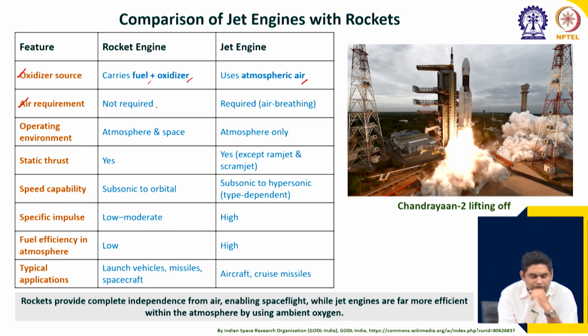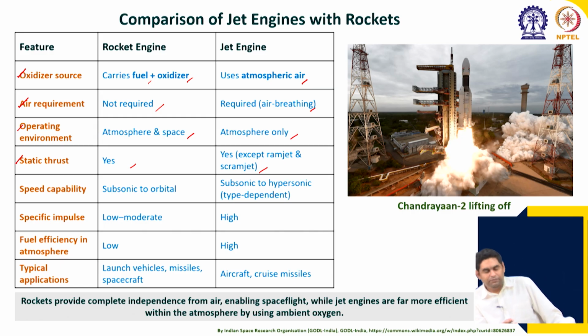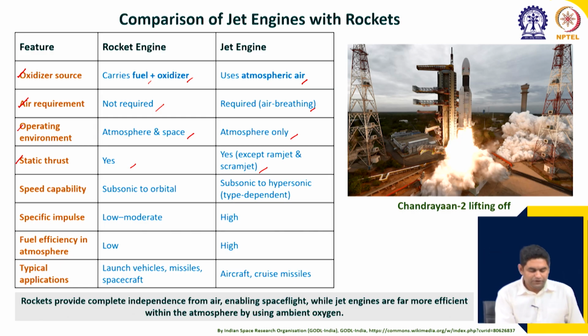Air requirement: rockets are more versatile, they do not need air, whereas jet engines need air. Operating environment: more versatile for rockets, atmosphere and space both are suitable, jet engines only atmosphere. Rockets also can generate static thrust, so they can cover the entire speed range. Jet engines also can generate static thrust except ramjet and scramjet.